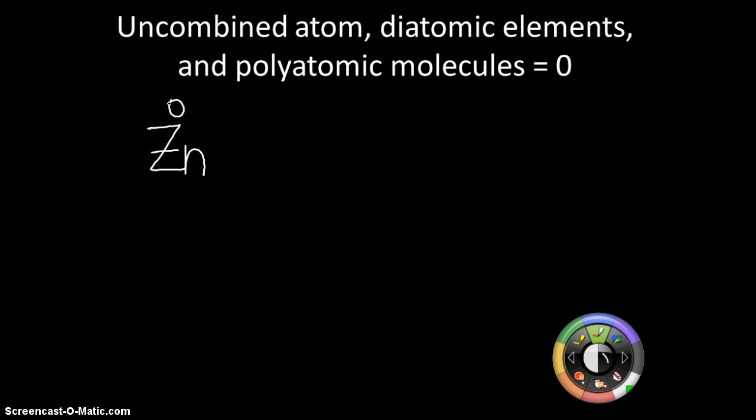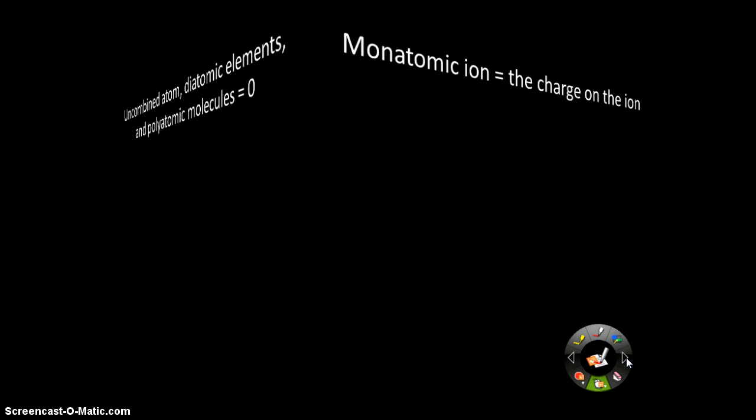Diatomic element, remember they're atoms that have to be combined with something else or themselves. So for example, hydrogen is going to get an oxidation number of 0. A polyatomic molecule, so something like sulfur 8, is going to get an oxidation number of 0. They're all by themselves, therefore their oxidation number is going to be 0.